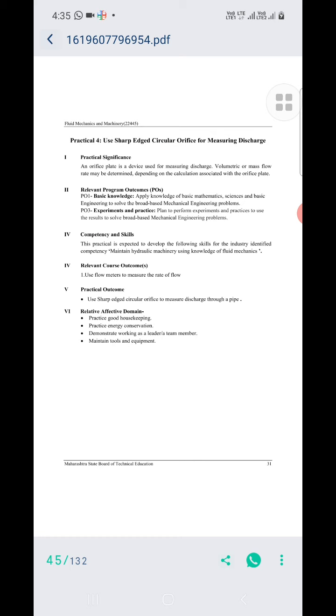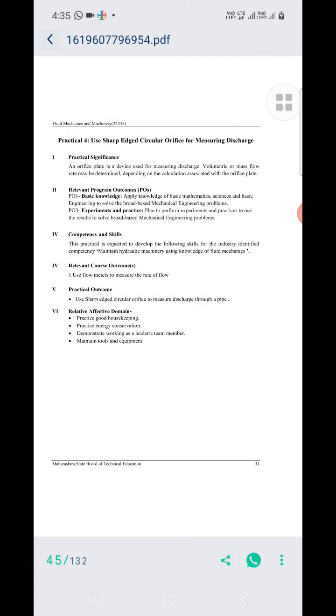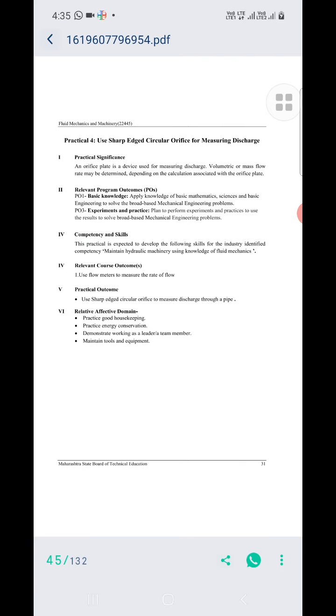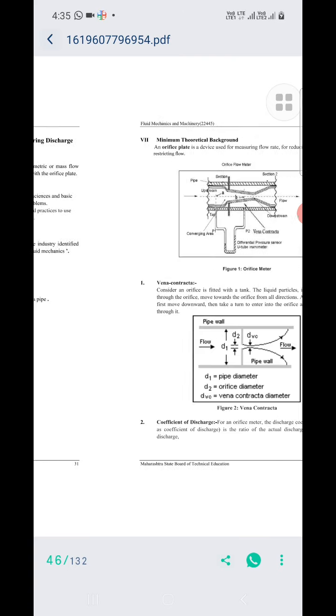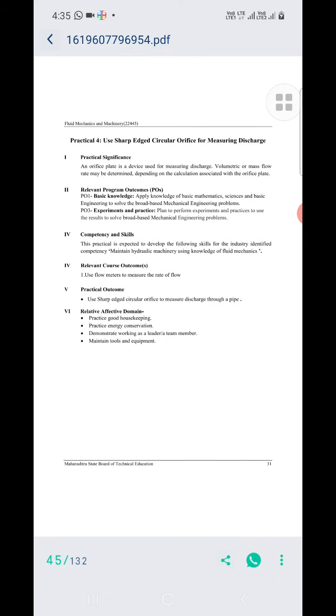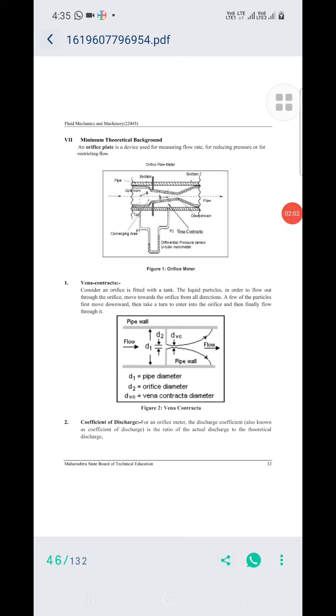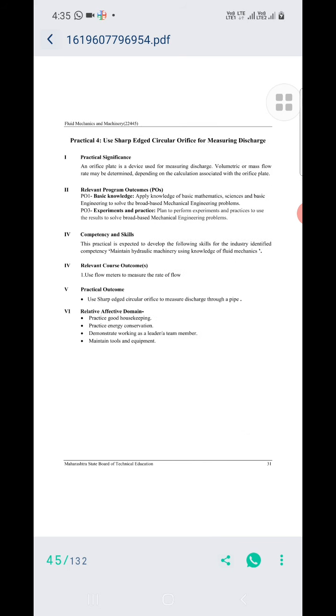Affective domain: practice good housekeeping, practice energy conservation, demonstrate working as a leader, maintain the tools and equipment. So these are the basics. Next, minimum theoretical background. An orifice is a device used for measuring the flow rate. So write this down, everyone.